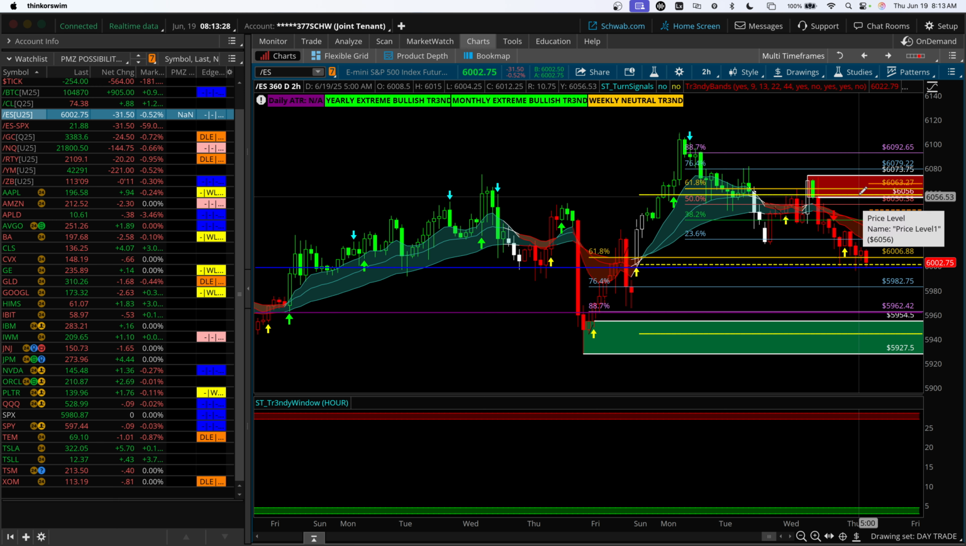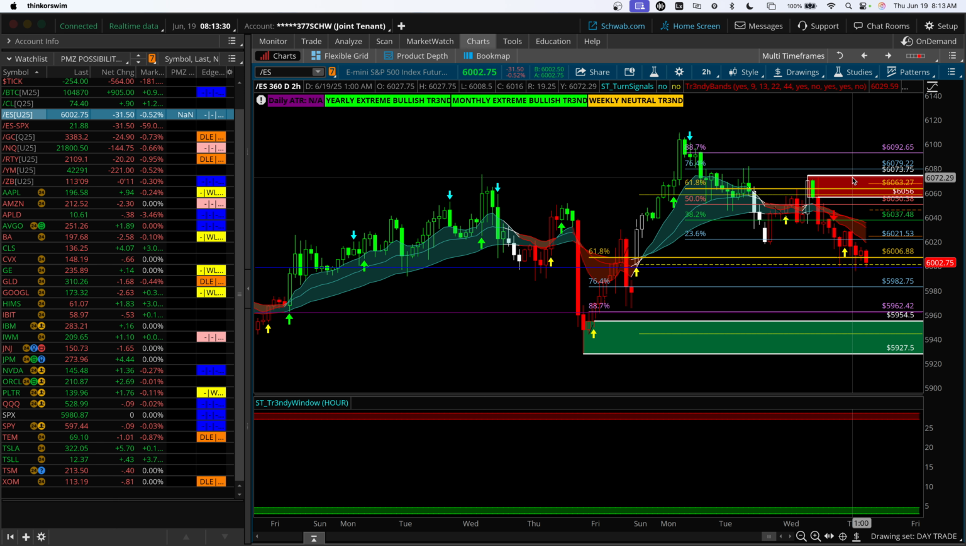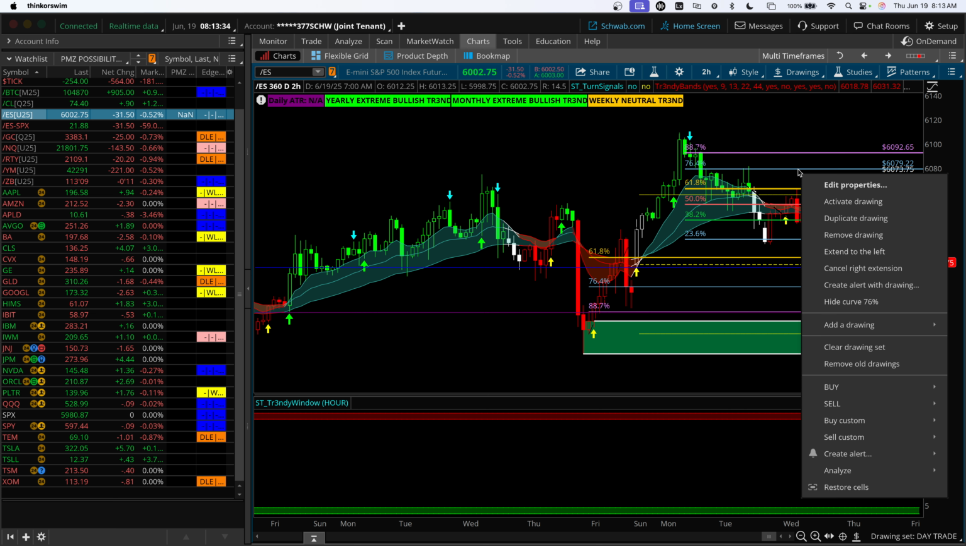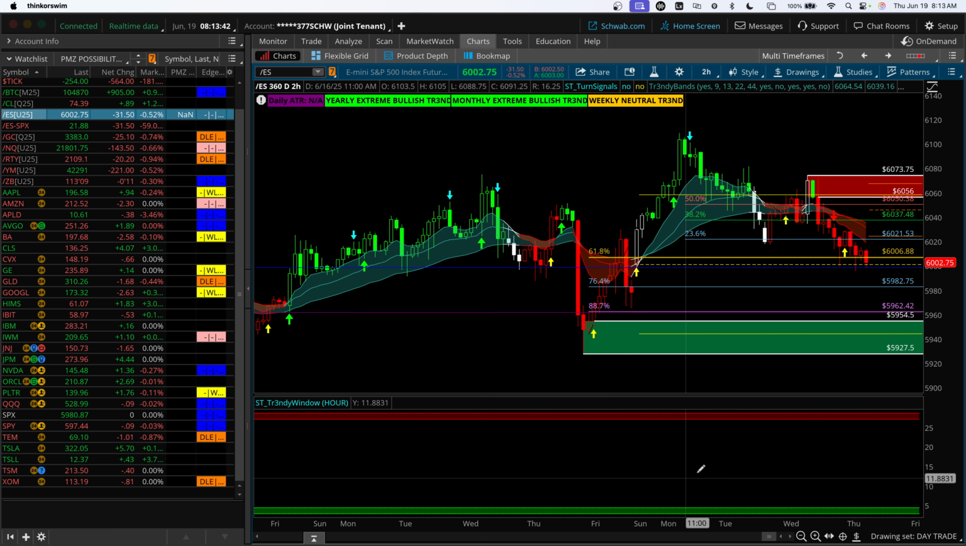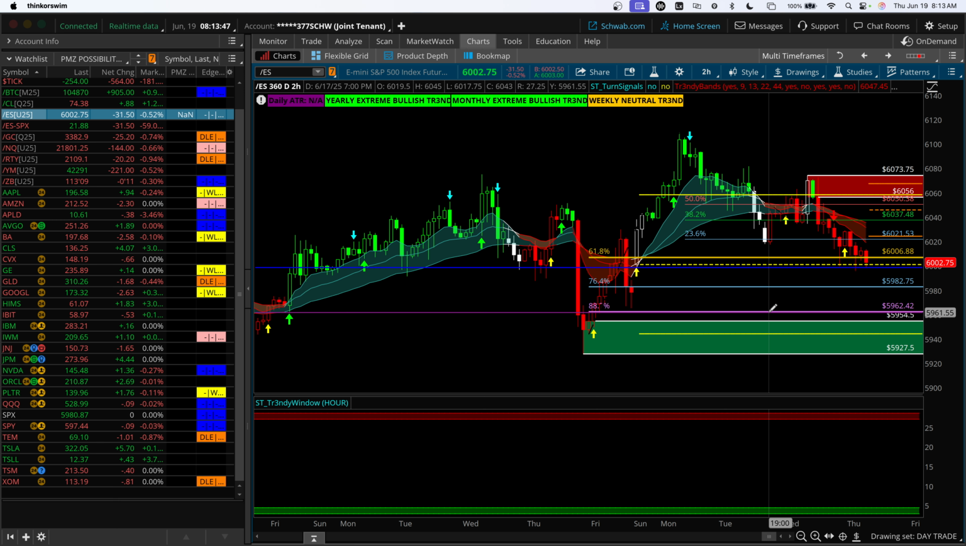Now, any lines that are above my ultimate target, I'm going to remove those because I'm using these levels to trim on the way up to that final target. I don't need to have all of the excess levels on there.